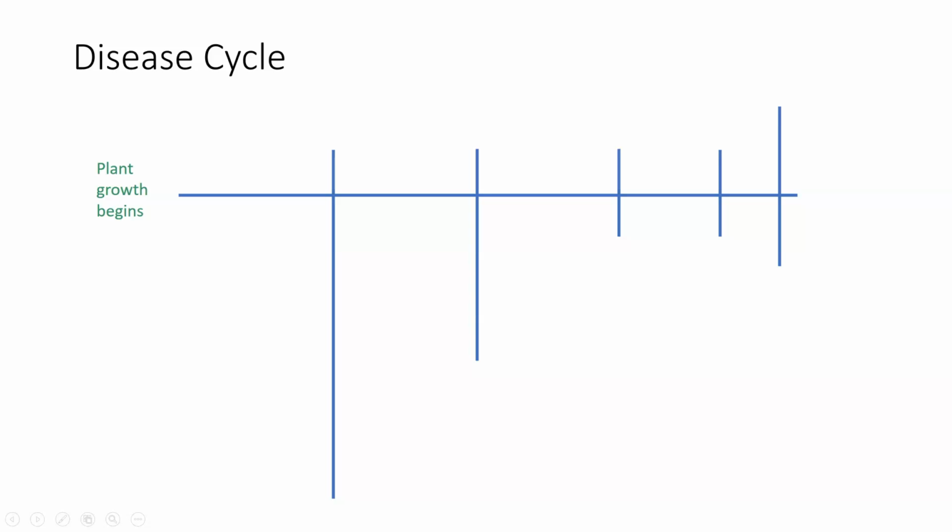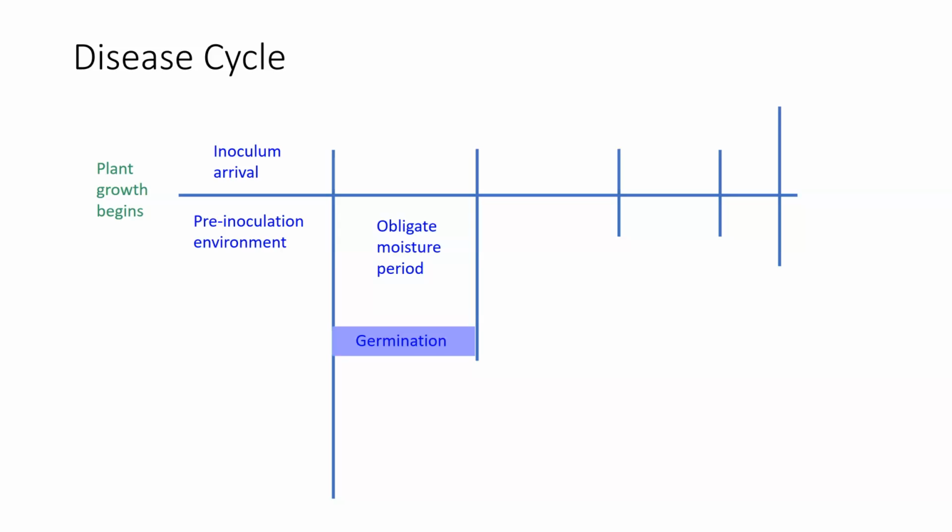When we look at the disease cycle, we see this little chart. Plant growth begins. After that, you have what we call a pre-inoculation environment. We start getting to a point where the pathogen is going to arrive. That's called the arrival of the inoculum. At that point, we have an obligate moisture period. Think of it like a seed. You put the seed and you water it. After you water it, it starts to grow. During that time, you're going to get germination. After the germination, you're going to get penetration of the material into the host cell itself. Then you start to develop the prospective disease. This shows you a spore that is germinated and it is now penetrating in.